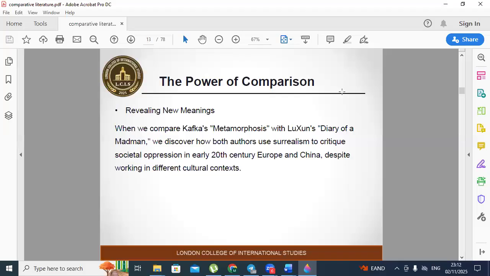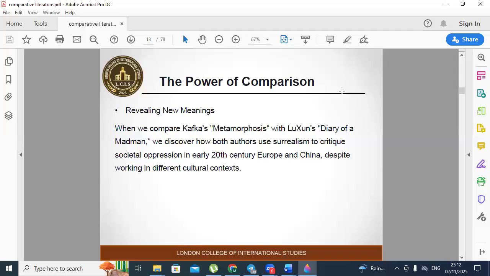Revealing new meanings when we compare Kafka's Metamorphosis with Lu Xun's Diary of a Madman, we discover how both authors use surrealism to critique societal oppression in early 20th century Europe and China, despite working in different cultural contexts.